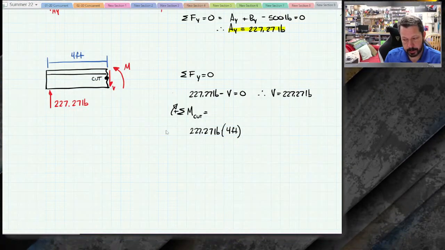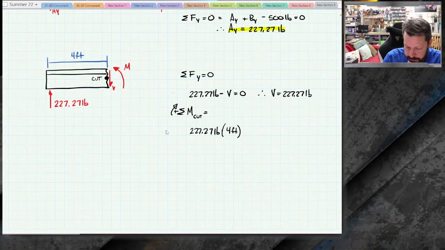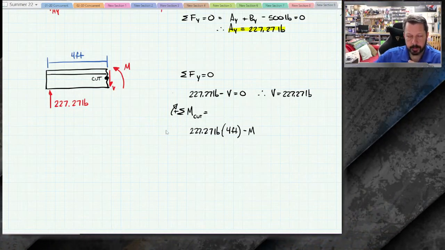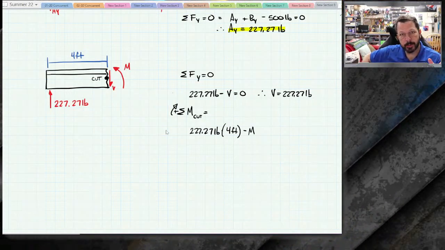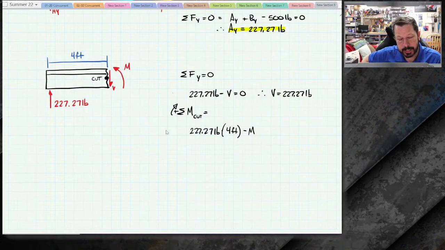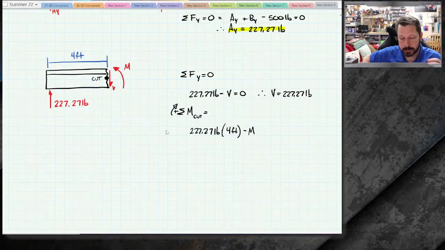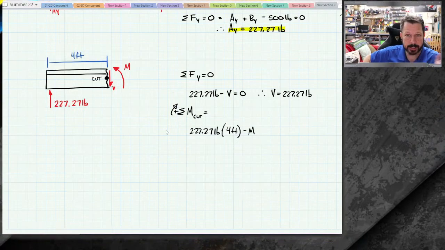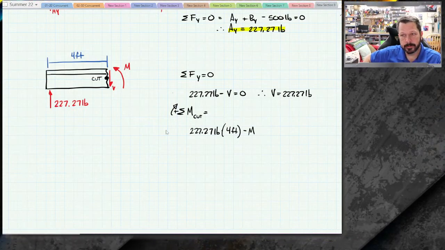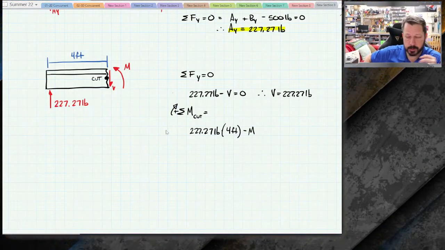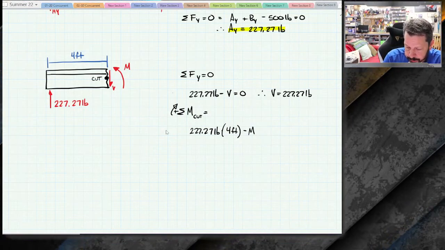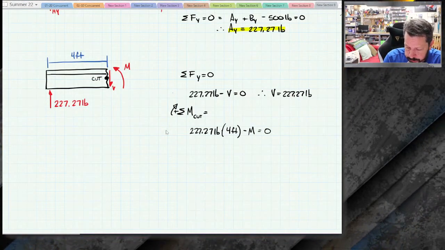The way I had to draw M here is counterclockwise, so that's minus M. Concentrated moments do not have moment arms. They already have feet and inches and meters built into the units, so you don't need to multiply by it again, or you'd have foot squared pounds, which is not a moment. So just minus M equals 0.